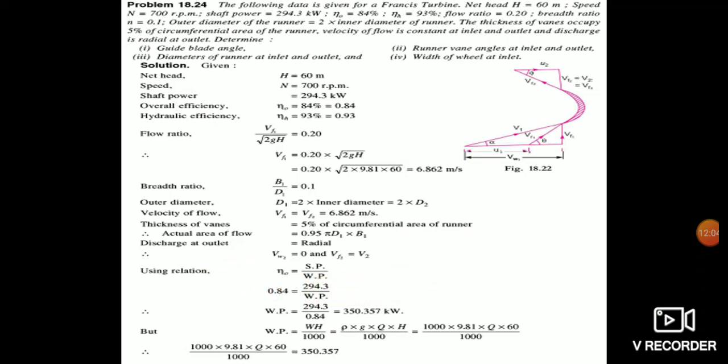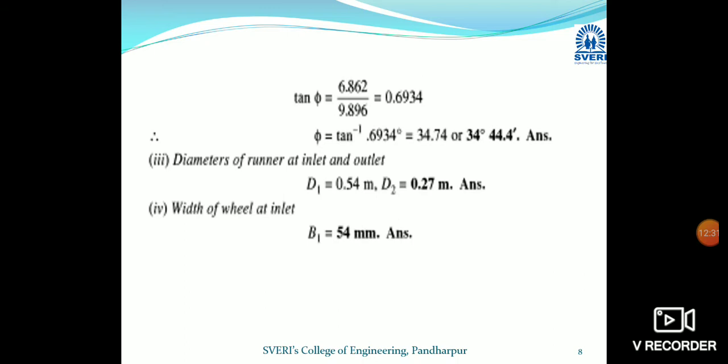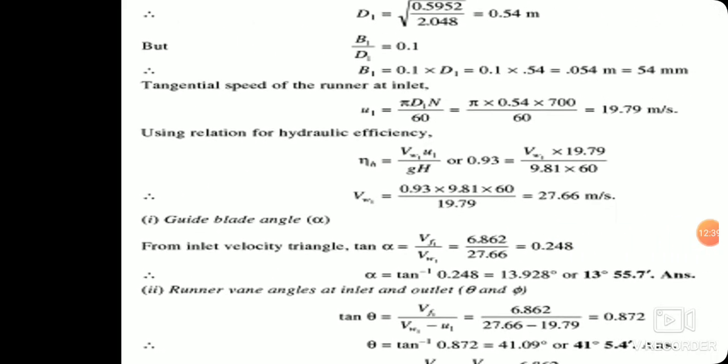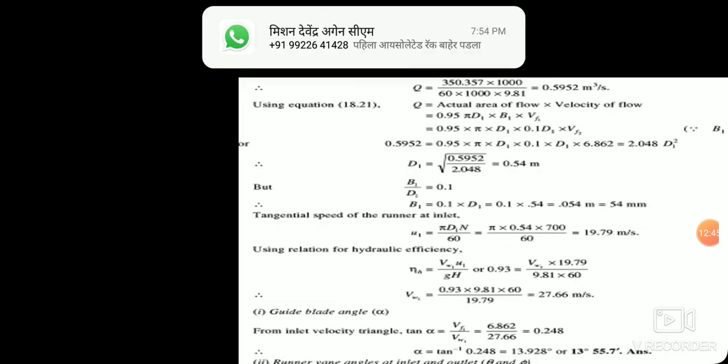So rho QgH divided by 1000 in kilowatt. Therefore 1000 into 9.81 into Q into 60 divided by 1000 equals 350. This will give the value of Q equal to 0.5952 if you put all the substitution. So Q is equal to 0.5952.